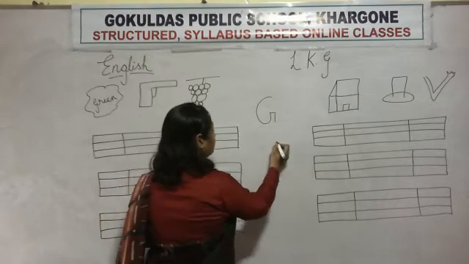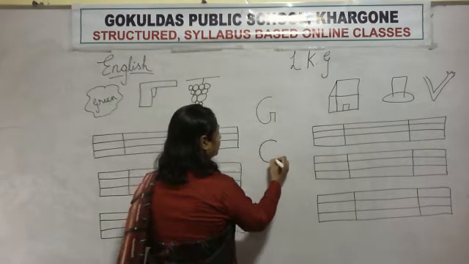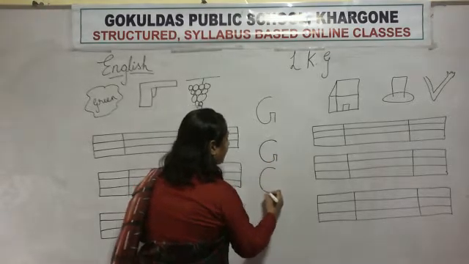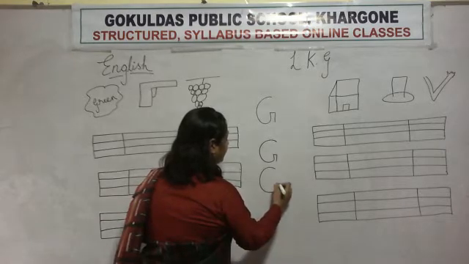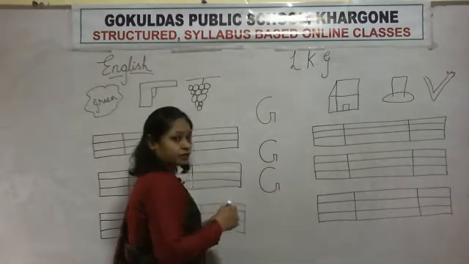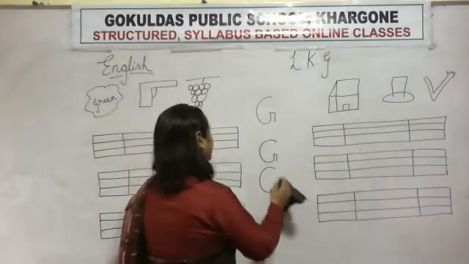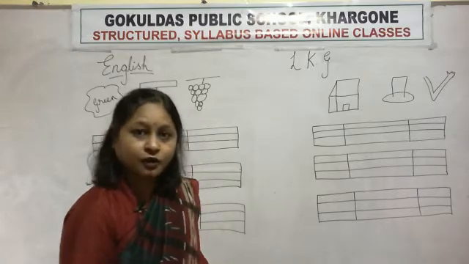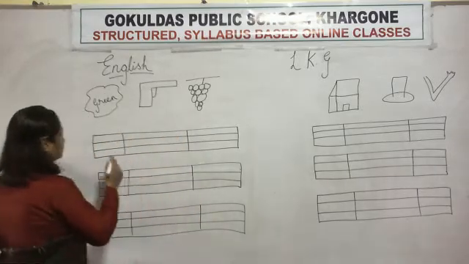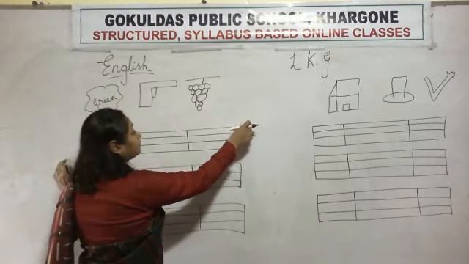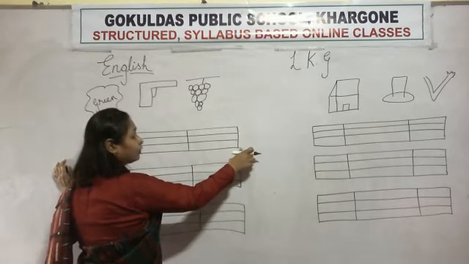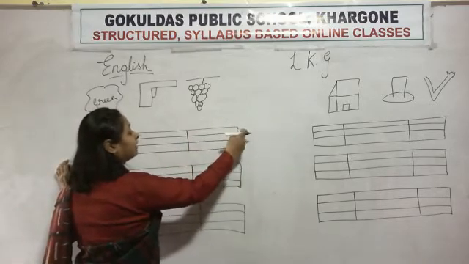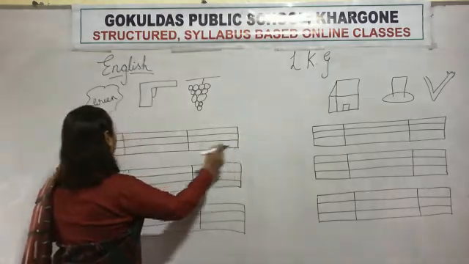Look here. How will you write? Half circle, up, sleeping line, down. How will you write G? Half circle, up, sleeping line, down. G. Okay. Now, how to write in 4 lines? Look here. Upper line, middle line, base line, lower line. Okay, the 4 lines are there.